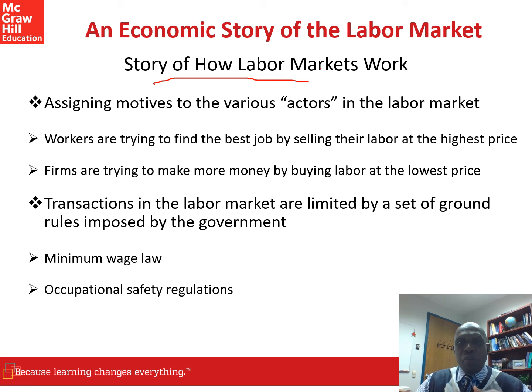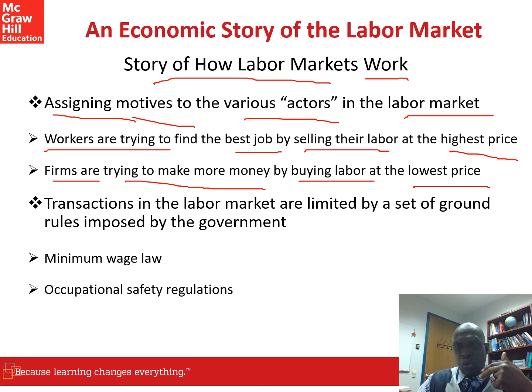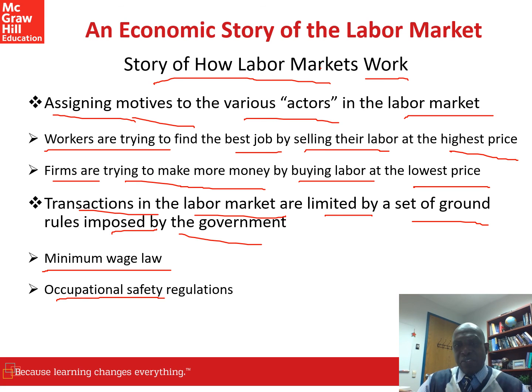Another story of how the labor market works includes assigning motives to the various actors in the labor market. We have two groups of actors here, workers and business firms. Workers are trying to find the best job by selling their labor at the highest price or highest wage rate, and business firms are trying to make more money by buying labor at the lowest price or lowest wage rate. Transactions in the labor market are limited by a set of ground rules imposed by the government. This set of ground rules includes minimum wage law and occupational safety regulation, for instance.